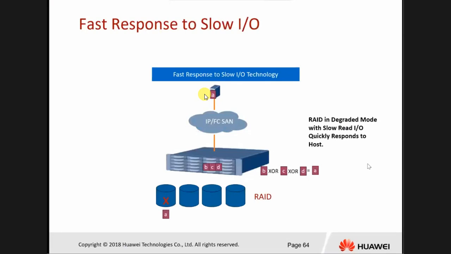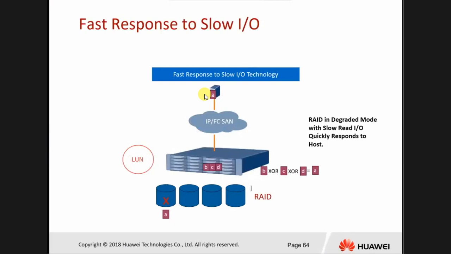Okay, then another one is called fast response to slow I/O. So how does this thing work? Let's say that you have 4 hard disks over here. Each and every one of these hard disks stores a different type of data. Let's say that this is a LUN here, which stores data A, B, C, and D.